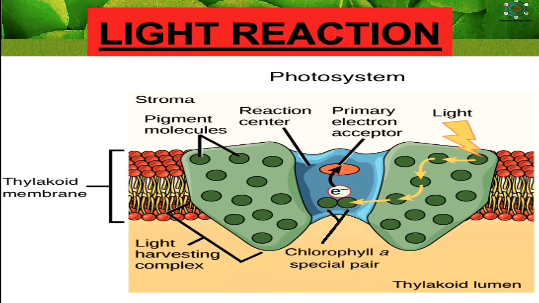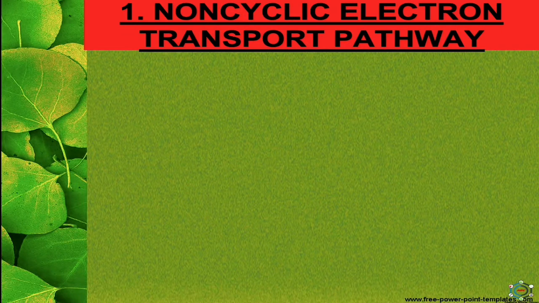The electron moves through two pathways. The first one is non-cyclic and the second is cyclic. The non-cyclic electron transport involves participation of both photosystem second and photosystem first, whereas cyclic electron transport involves only photosystem first. Now, in light reaction, the first part is the non-cyclic electron transport pathway.